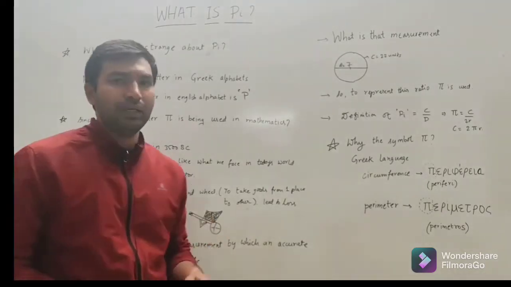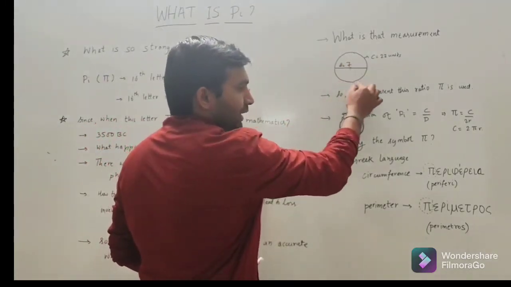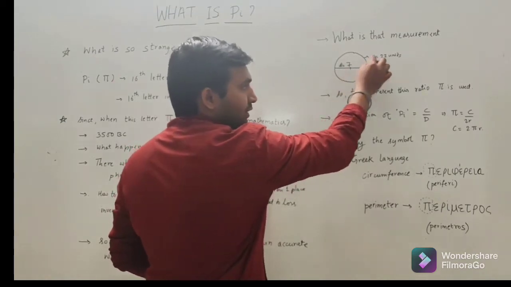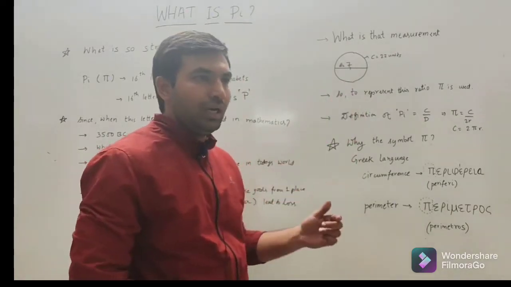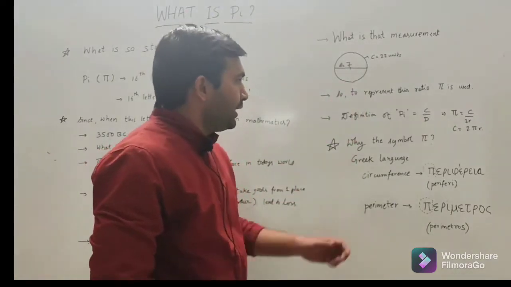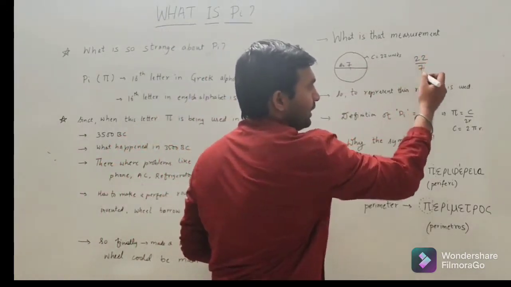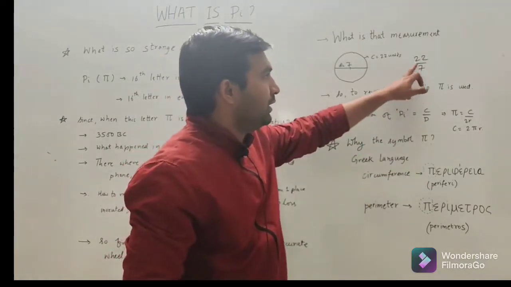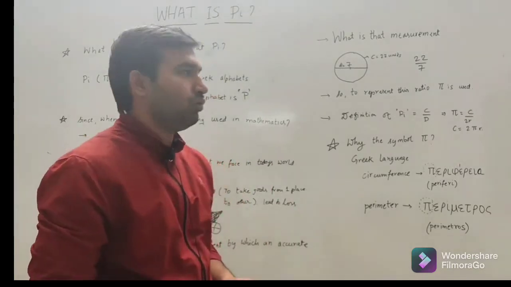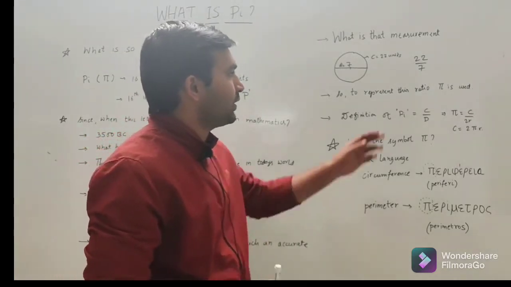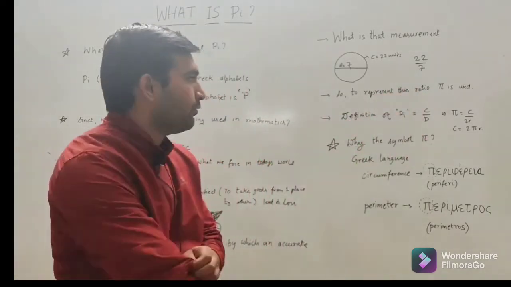So let's see what that measurement is. What they found is, if the diameter of the wheel is 7 units, then the circumference has to be 22 units. Then only it will be a perfectly round wheel, otherwise it won't, right? So this 22 by 7, this ratio is important, and what does it indicate? It indicates if the diameter is 7, then the circumference has to be 22, otherwise it won't be a perfectly round wheel, right?